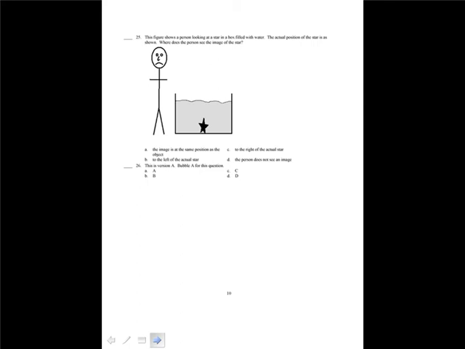Alright, this figure shows a person looking at a star in a box filled with water. The actual position of the star is as shown. Where does the person see the image of the star? So if you have a light ray that comes out, it is refracted away from the normal and to the person's eye, such that if you trace that refracted ray back, the image of the star appears to the right of the actual star. So that's C, and this is version A of the test.